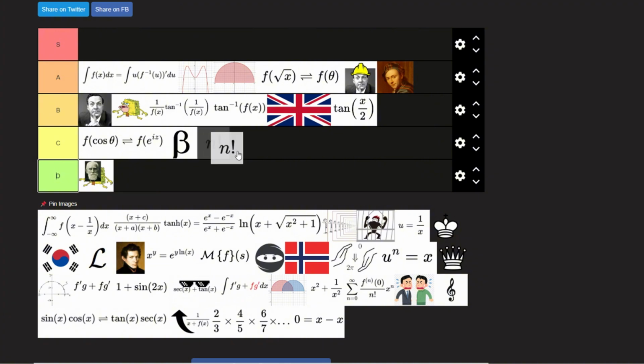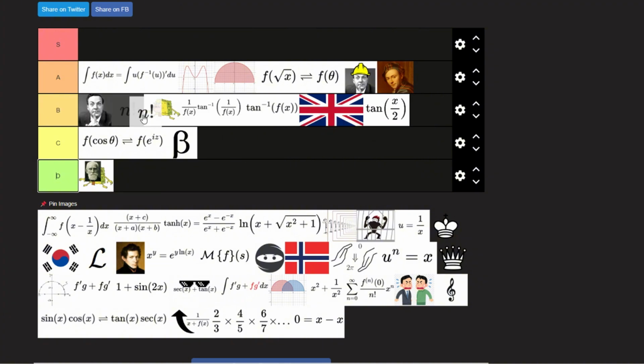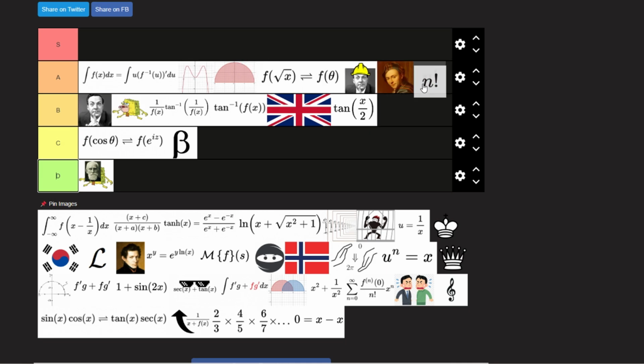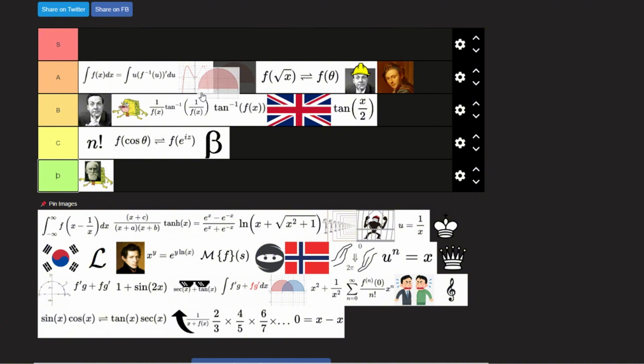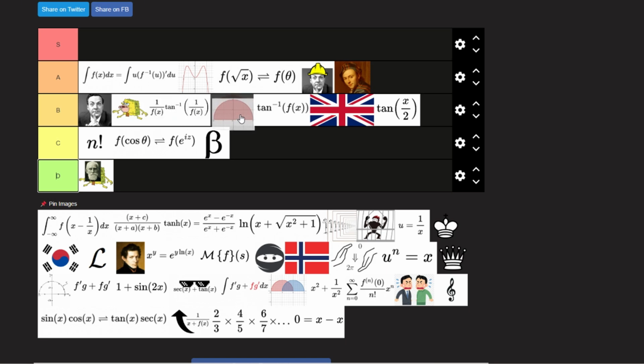Factorial. It's nice. I guess it's satisfying. It is satisfying to use the factorial. But is it cool? It's not the coolest. Now I think about it, it's not as cool. It's satisfying but not the coolest. I'll put it here.